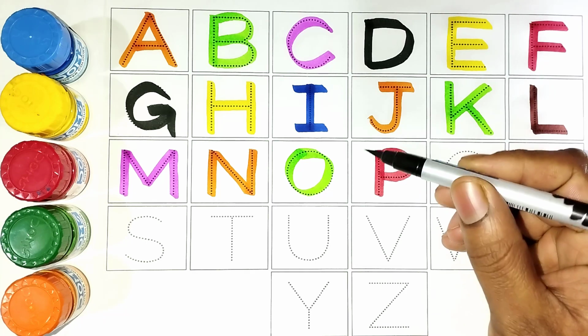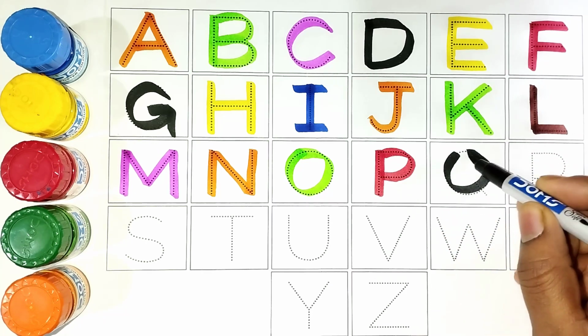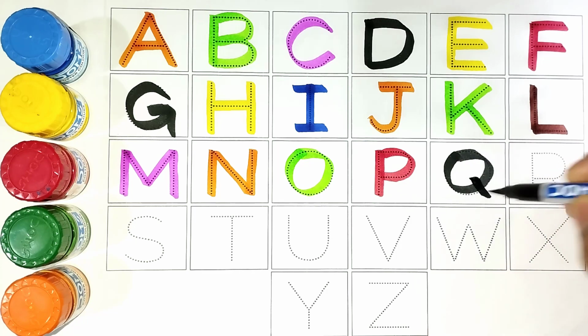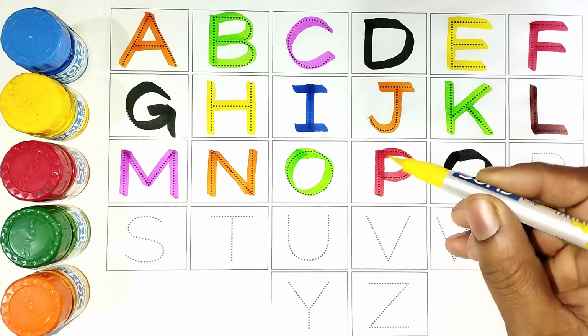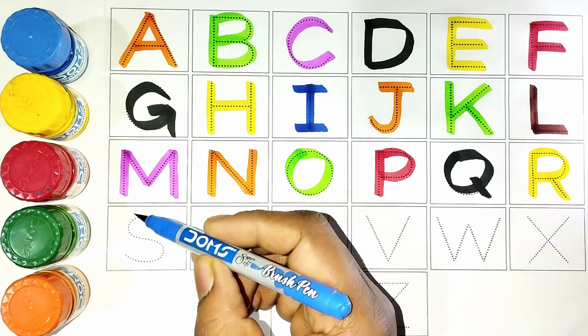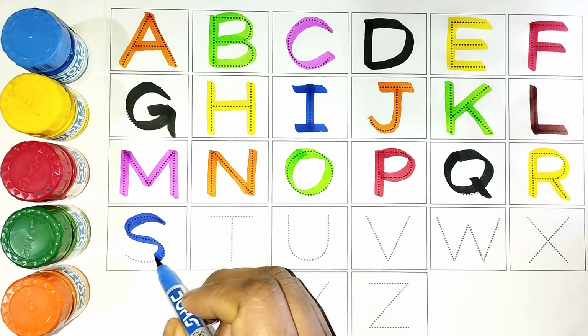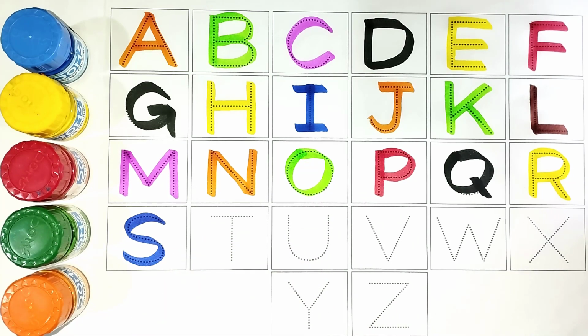Black color. Q for queen, Q for queen. Yellow color. R for red, R for red. Blue color. S for sun, S for sun.